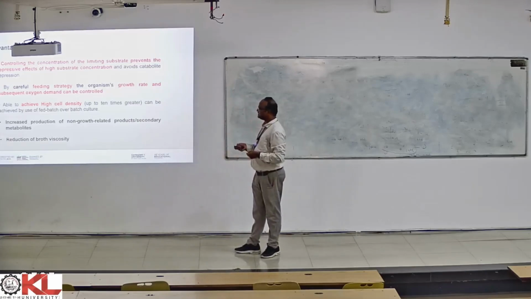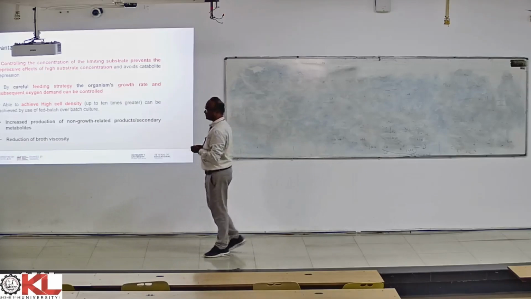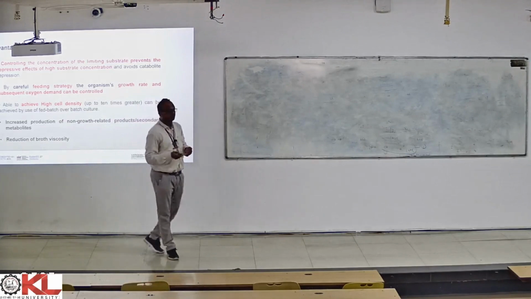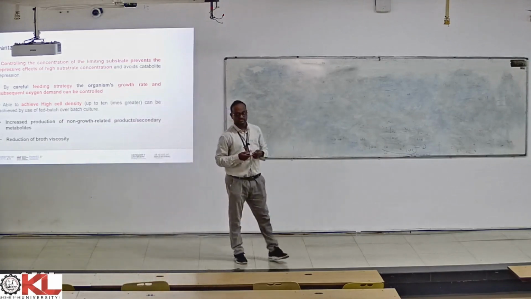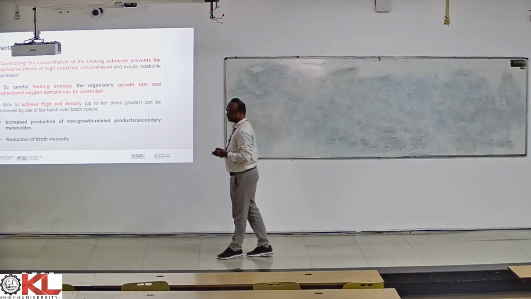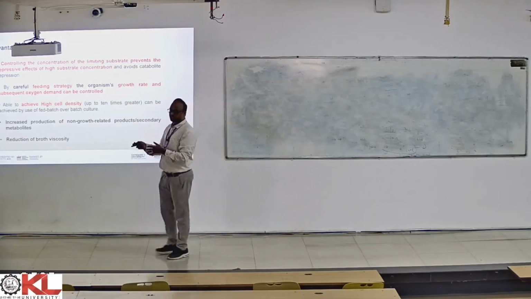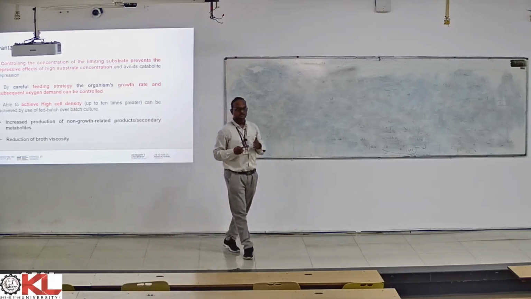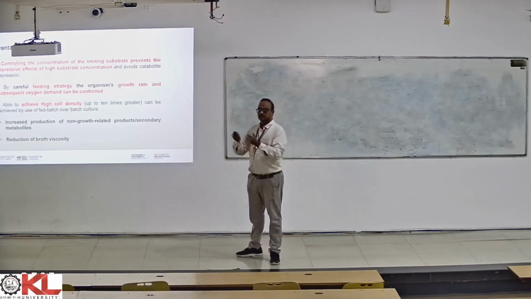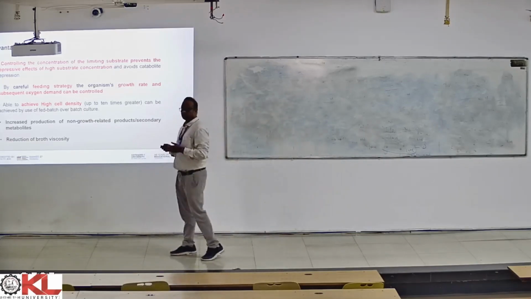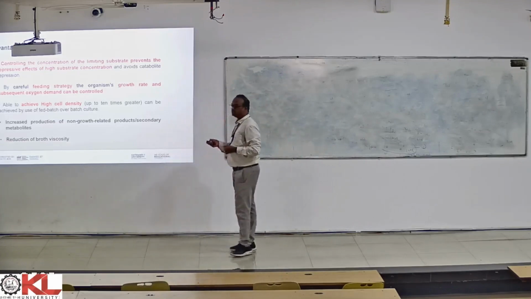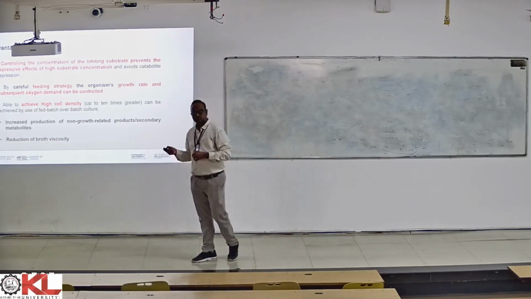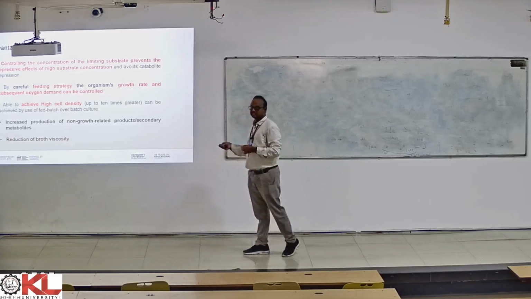Next major advantage, increased production of non-growth related products, or the secondary products. We discussed what growth related products and non-growth related products are. Growth related products are the products which require the organisms' different stages of growth. Non-growth related products do not. Non-growth related products, like secondary metabolites, can be produced in large quantities, with both batch as well as fed batch systems.